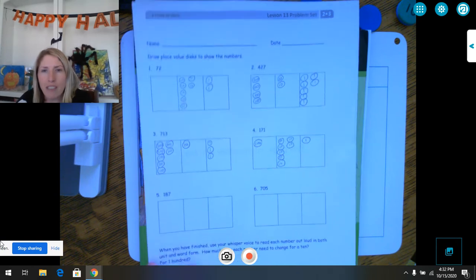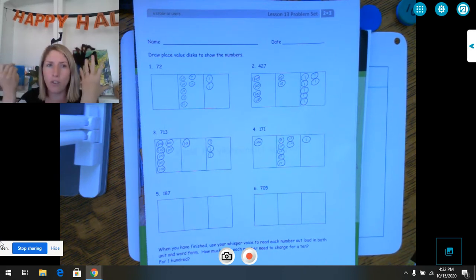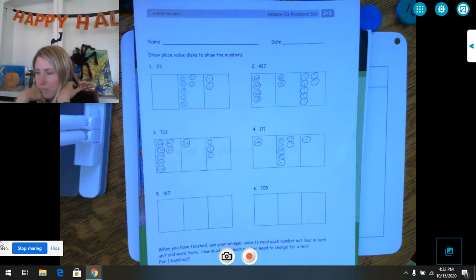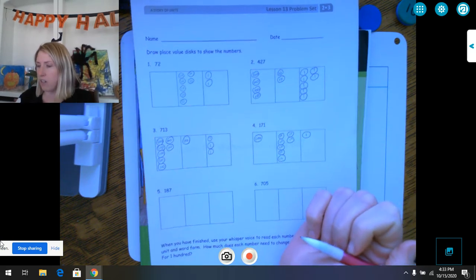Perfect. Isn't it crazy how some of the problem sets are so hard and you have to think really, really hard, and then some of them are really easy, like this one. You just get to draw circles on the place value chart. I love second grade math. Sometimes it's a challenge, sometimes it's a review, sometimes you just get to practice something you learned in another lesson. Pretty awesome. All right, 187 is our next one.